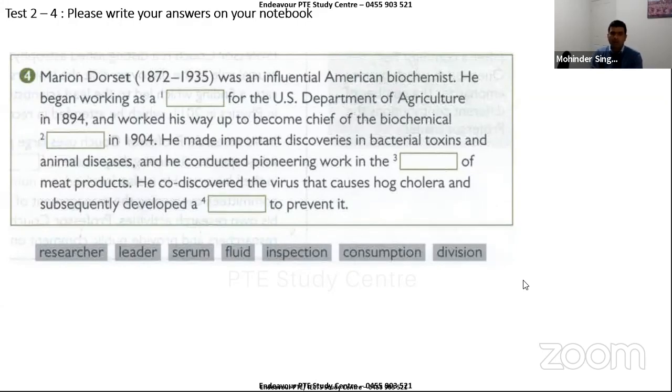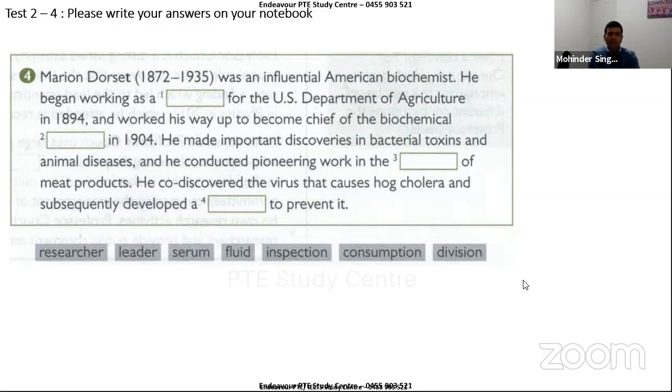the biochemical. How come you can put leader here, Manmeet? What is biochemical leader? Biochemical division. You can't put leader here. Biochemical division in 1904. So in the university, you have divisions. They're talking of departments, and departments have divisions. He made important discoveries in bacterial toxins and animal diseases, and he conducted pioneering work in the inspection of meat products.